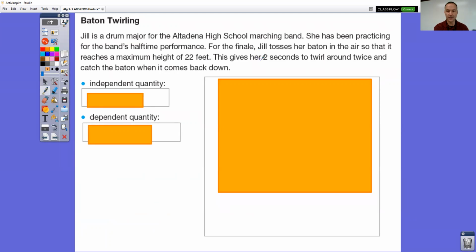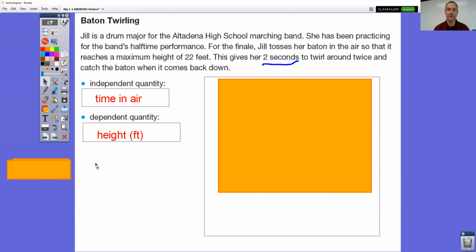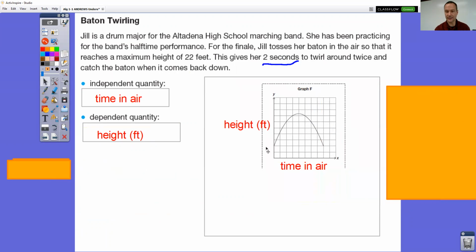So again, we are talking about time. So the independent quantity would be the time the baton is in the air, because she's tossing it up in the air. The dependent quantity is the height of the baton. So if you think about it for a second, she's throwing it up in the air and turning. So the height of the baton, she is starting right here. Notice it's not starting down on the ground because she's not throwing it from the ground. She's throwing it from like her hand. So it's going up in the air and then coming back down as time goes by. And then she catches it at the same place where she released it. So that would be graph F.